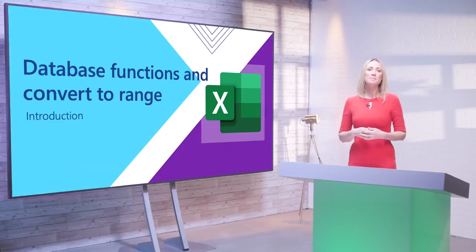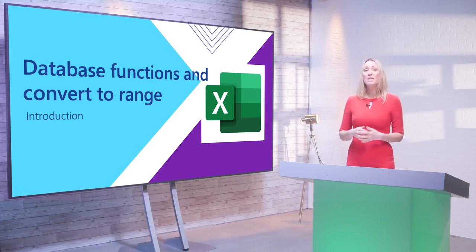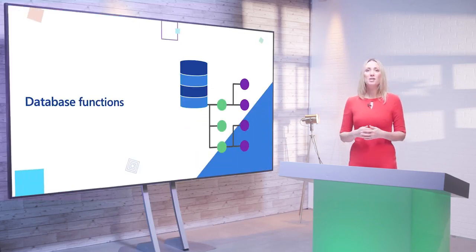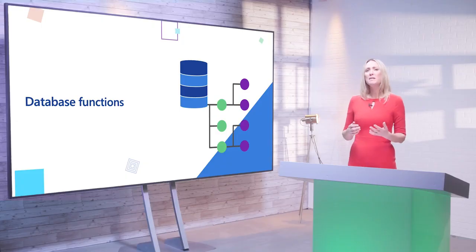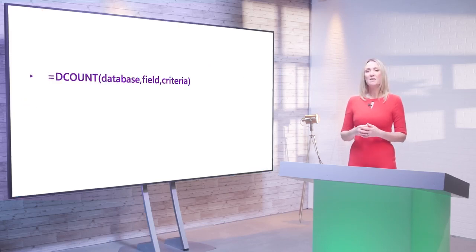You've just seen that Thomas can make his work much simpler by using table names and structured references. Now let's see how he can use database functions to perform operations on a smaller set of data. Database functions are similar to subtotal functions in that you can use them to perform common operations on a specified subset of data. However, one difference is that unlike with the subtotal function, where the criteria is whether the data is hidden or not, with database functions you use criteria for the data in each column of your data set. The syntax of a typical database function is equals, DCOUNT, open parentheses, database, comma, field, comma, criteria, close parentheses.